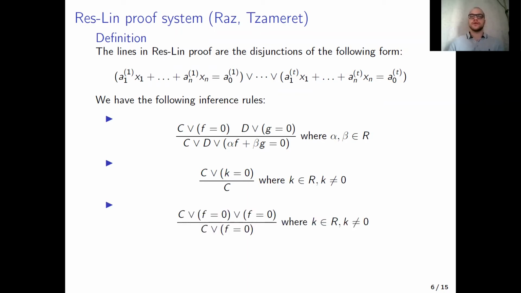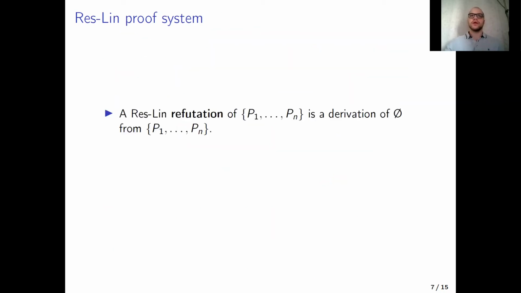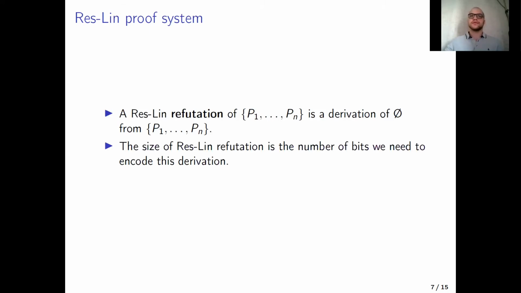The third rule is the rule where we can delete duplications. And the last rule is that we can derive the tautology expressing the fact that our variables are Boolean. So the refutation of some system of disjunctions of linear equations is the derivation of the empty clause from this system. And also the size of the refutation in our setting is the number of bits we need to encode this derivation.